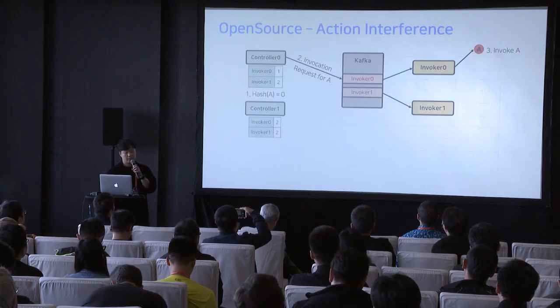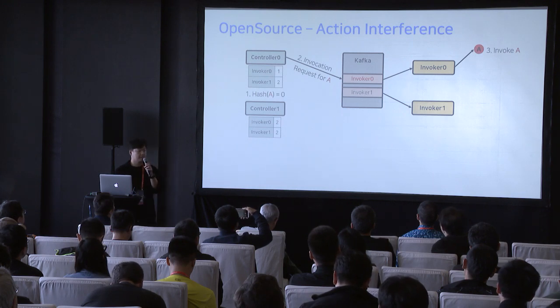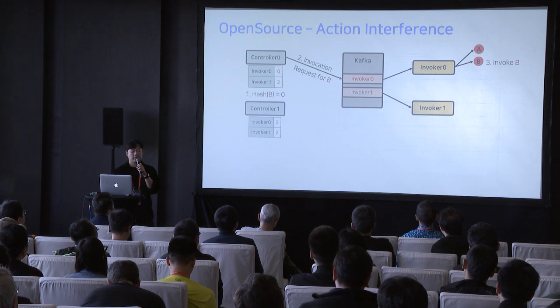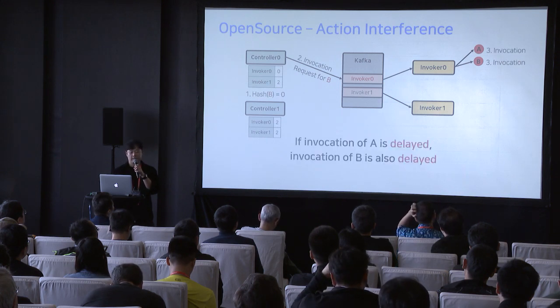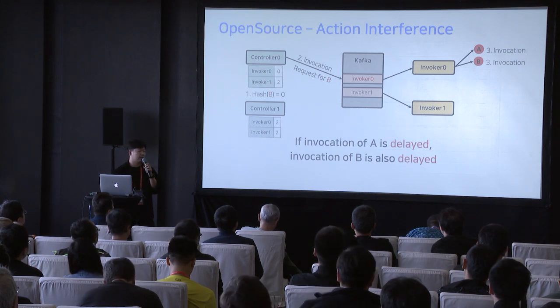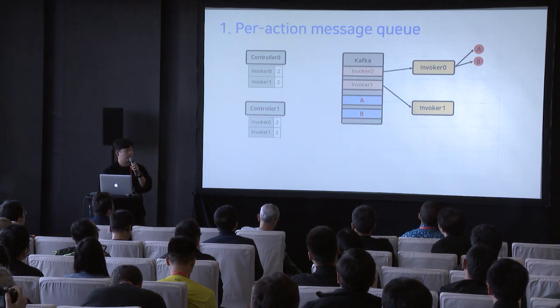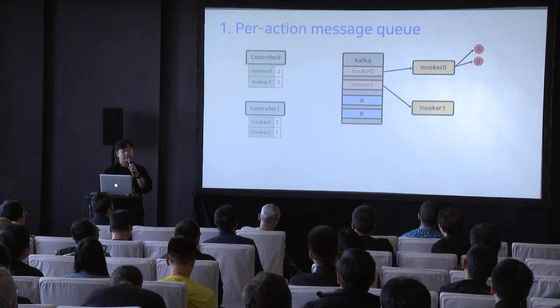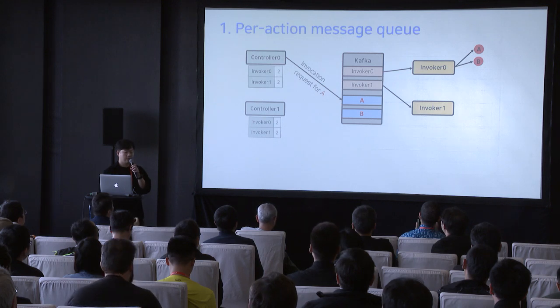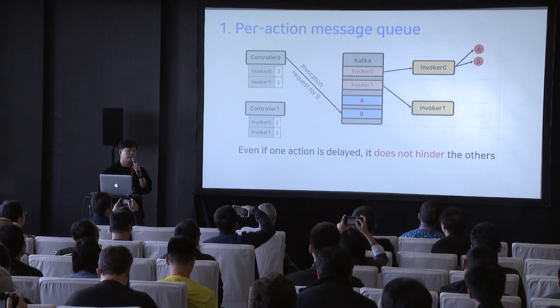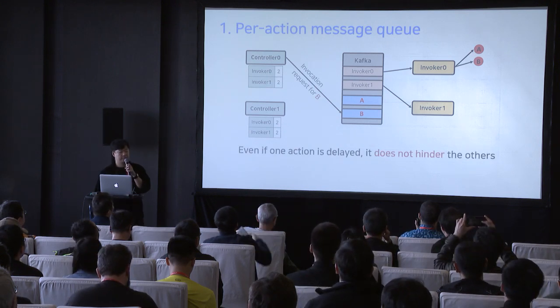In open source, the invocation request for action A is sent via the invoker 0 topic. For action B, it is also sent via the invoker 0 topic. It means that if invocation of action A is delayed, then invocation of B is also delayed. So we introduced a per action message queue. Now each action has its own message queue, A and B. So a request for action A is sent to message queue A, and a request for action B is sent to message queue B. In this way, even if one action is delayed, it does not block the others.